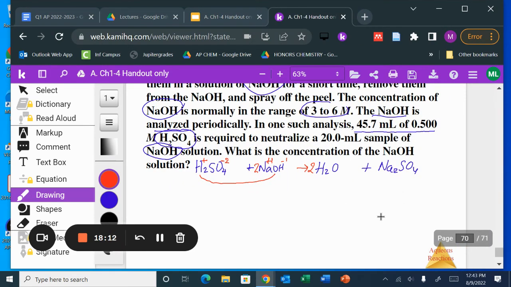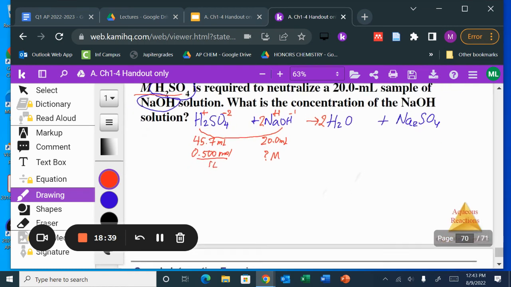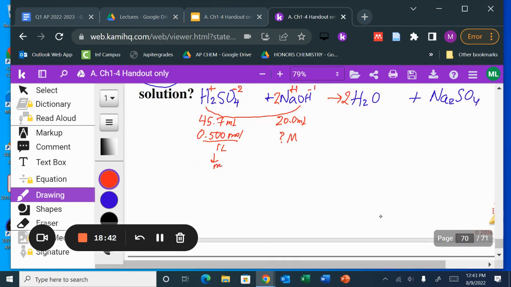Okay, so now I'm going to write the givens. The NaOH is 20.0 milliliters, and that's H2SO4, so I'm going to write it right here: 45.7 milliliters, 0.500 moles over liters. And what's the concentration of the NaOH in molarity? So what I will do is take this, go to moles, and then go to molarity, which is equal to moles over liters. Once I get to moles, I'm going to plug it in on top, and then the liters will go on the bottom. Just watch. So I'm going to start with 45.7.